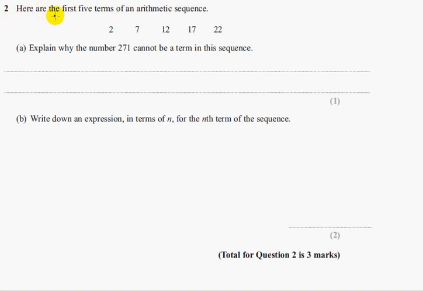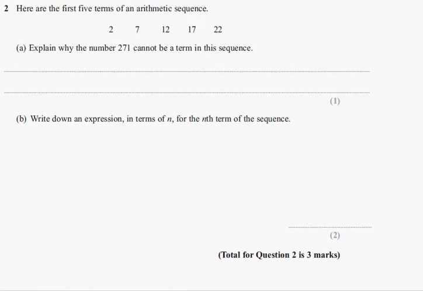Question 2. Here are the first 5 terms of an arithmetic sequence: 2, 7, 12, 17, 22. Part A says explain why the number 271 cannot be a term in this sequence. Well, it always ends in a 2 or a 7, so therefore 271 cannot be in this sequence anywhere.